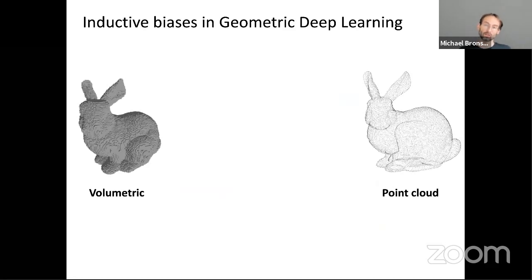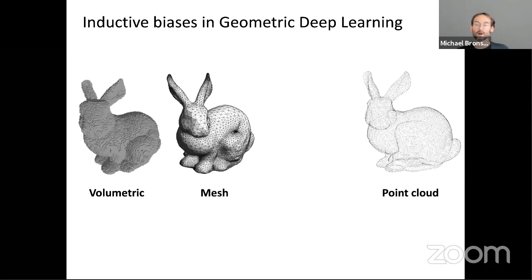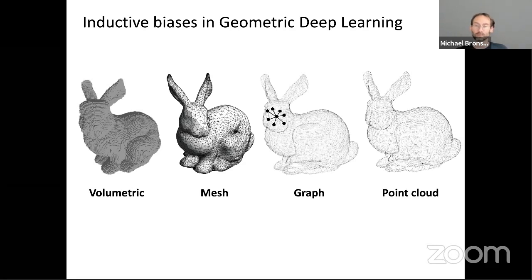If we look at geometric deep learning from the perspective of assumptions or inductive biases, we have these two extremes of volumetric representations, where everything is fixed, we have a three-dimensional grid, versus point clouds that are completely unstructured. So meshes somehow fall in between, and we can think of a graph-based representation such as dynamic graph CNNs somewhere in the middle between meshes and point clouds.